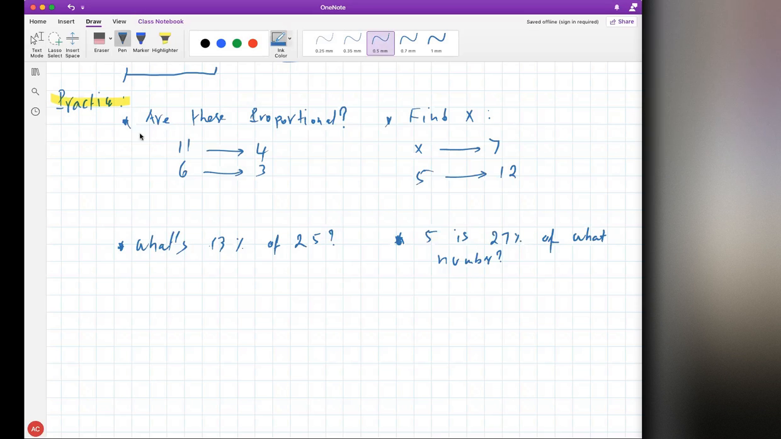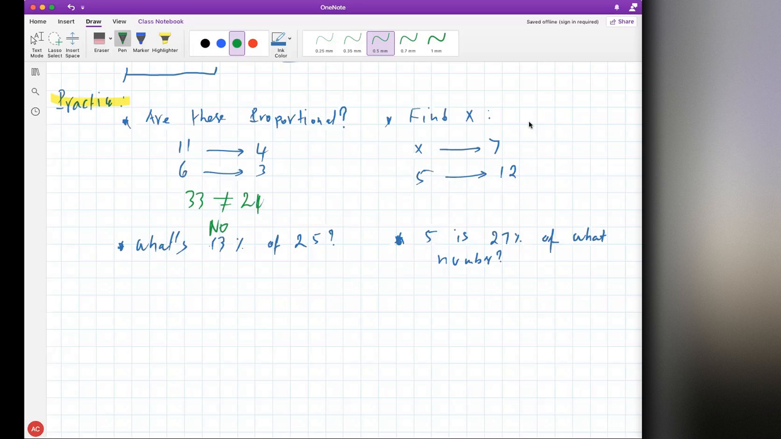Everybody, let's go over these problems. I know some of you have class after this, so let's go over this. What is the answer here? Yes or no? First one. No. That's right. If you cross multiply, it would be 33 not equal to 24. So are they proportional? The answer is no. To find x again, what do we do here?